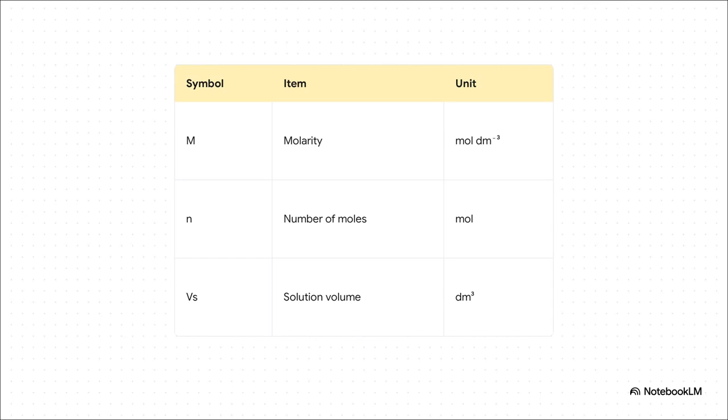Here are the 3 key players. We've got M for molarity, that's what we're trying to measure. Then there's N for the number of moles, that's the amount of our solute. And finally, V is for the volume of the whole solution, always measured in cubic decimeters or liters.